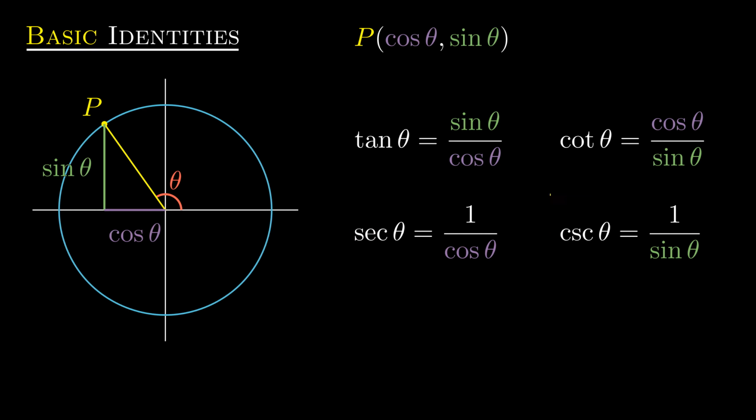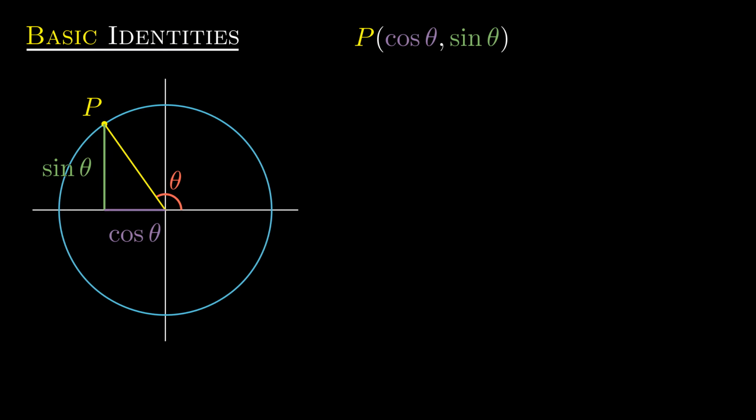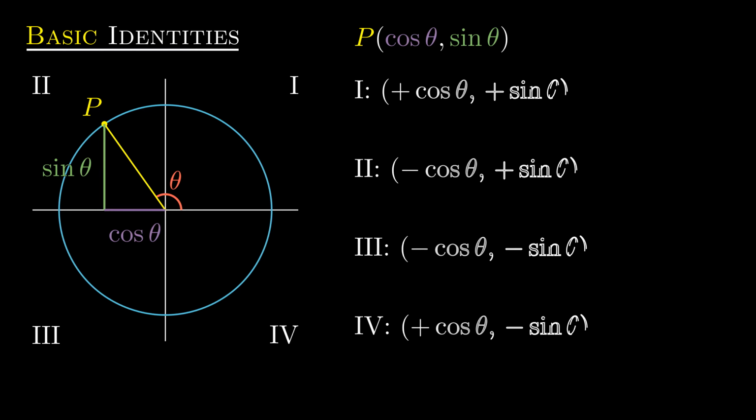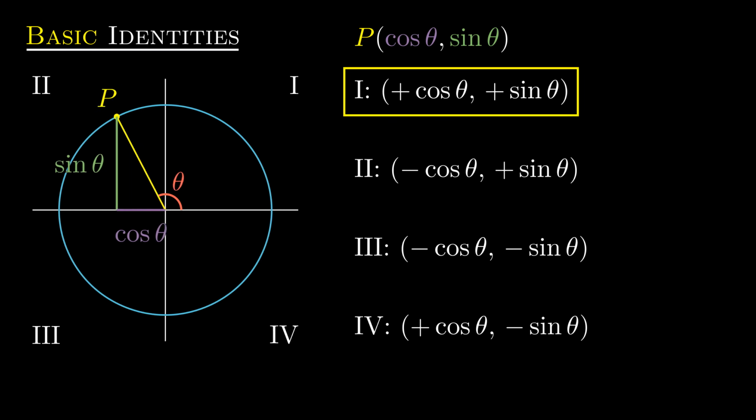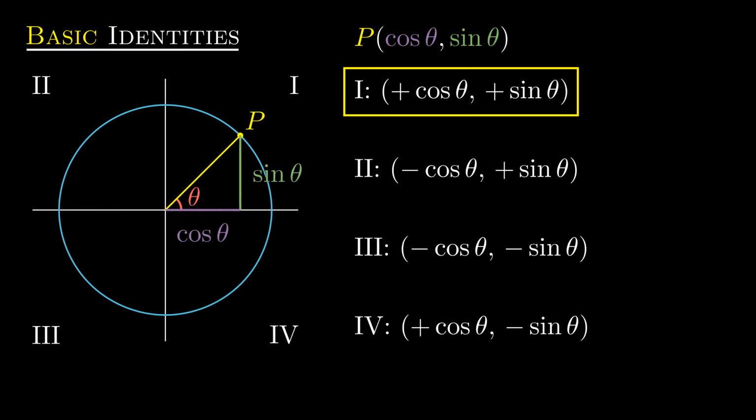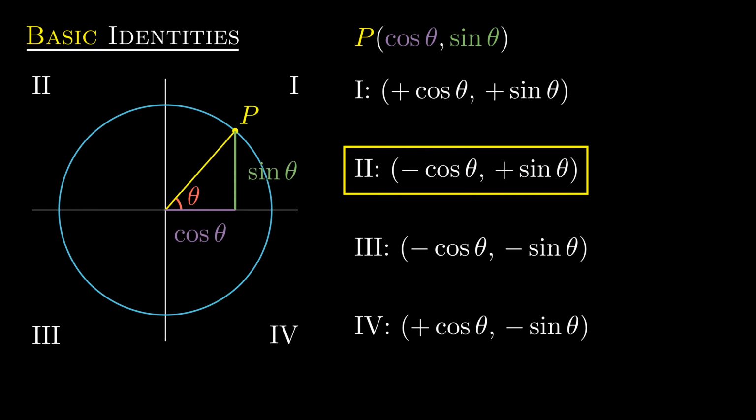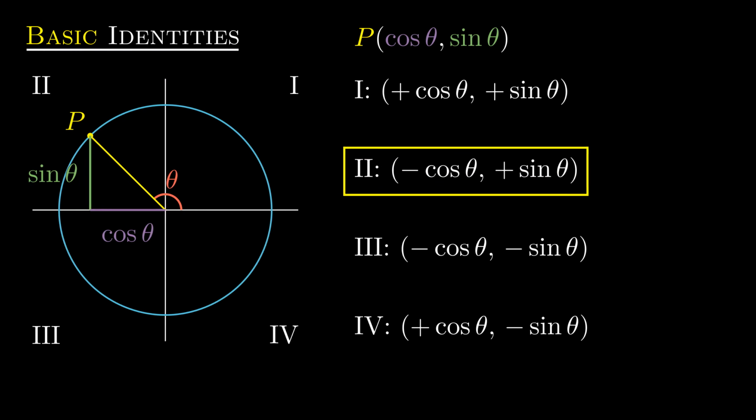It is very important to note that each function can be expressed only in terms of sine theta and cosine theta. We can exploit the idea that cosine theta and sine theta are the coordinates of P by tracing when they are positive and negative through each of the four quadrants as shown. For example, in the first quadrant both are positive, in the second, cosine is negative while sine is positive, and so on.